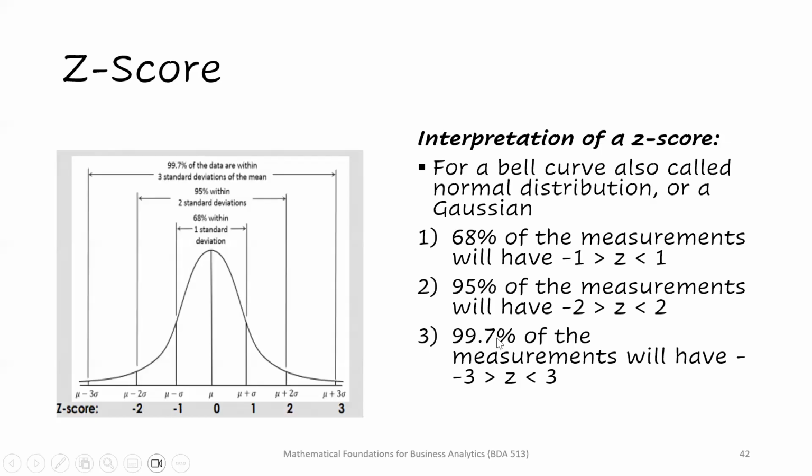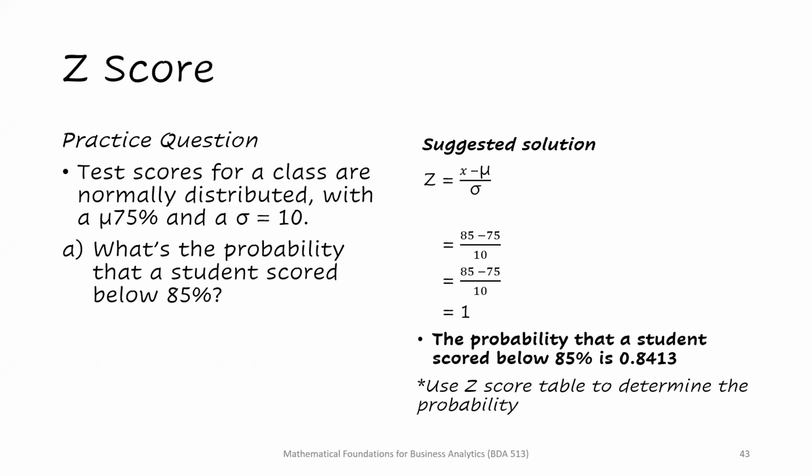Okay, so let's see how we can calculate. Let's say we have test scores for a class that is normally distributed, with a mu of 75% and a sigma, or standard deviation, of 10. What is the probability that a student scored below 85%?